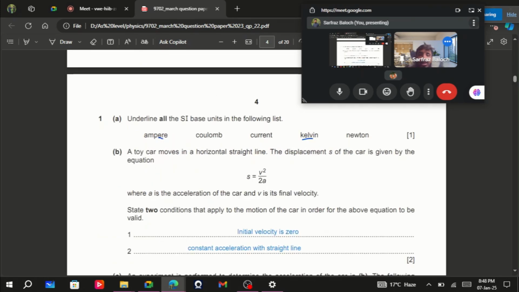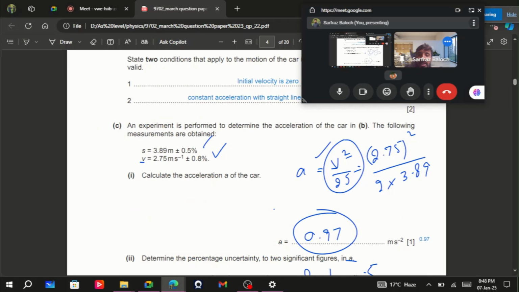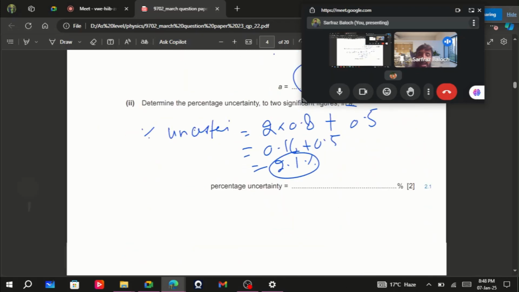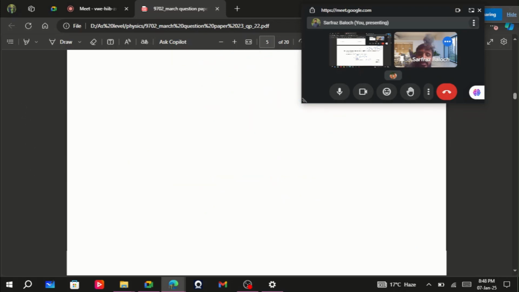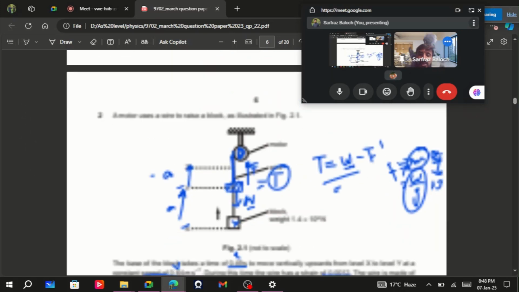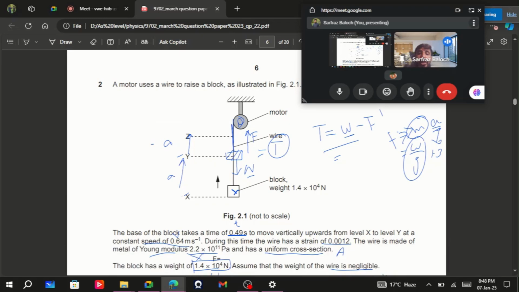First question is the same, about base quantities and derived quantities. Second question is about percentage uncertainties. And third question is about absolute uncertainty. For absolute uncertainty, you will just multiply the percentage uncertainty with the value of that quantity.